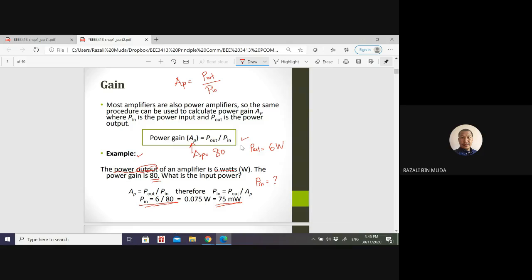Okay, use your calculator to calculate. You will get 0.075 watt, and you change to the unit milliwatt: 1, 2, 3, so 75 milliwatt. Easy, yeah? Easy.